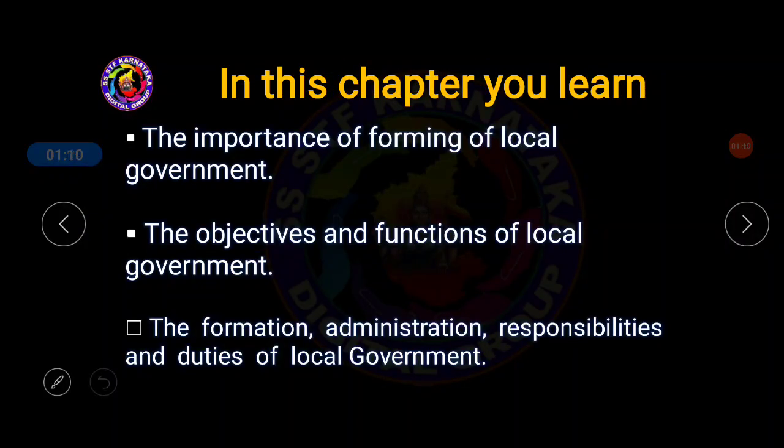In this chapter we are going to learn about the importance of forming the local government, objectives and functions of the local government, formation, administration, responsibilities and the duties of the local government. So these are the important topics that are supposed to be covered in this video.